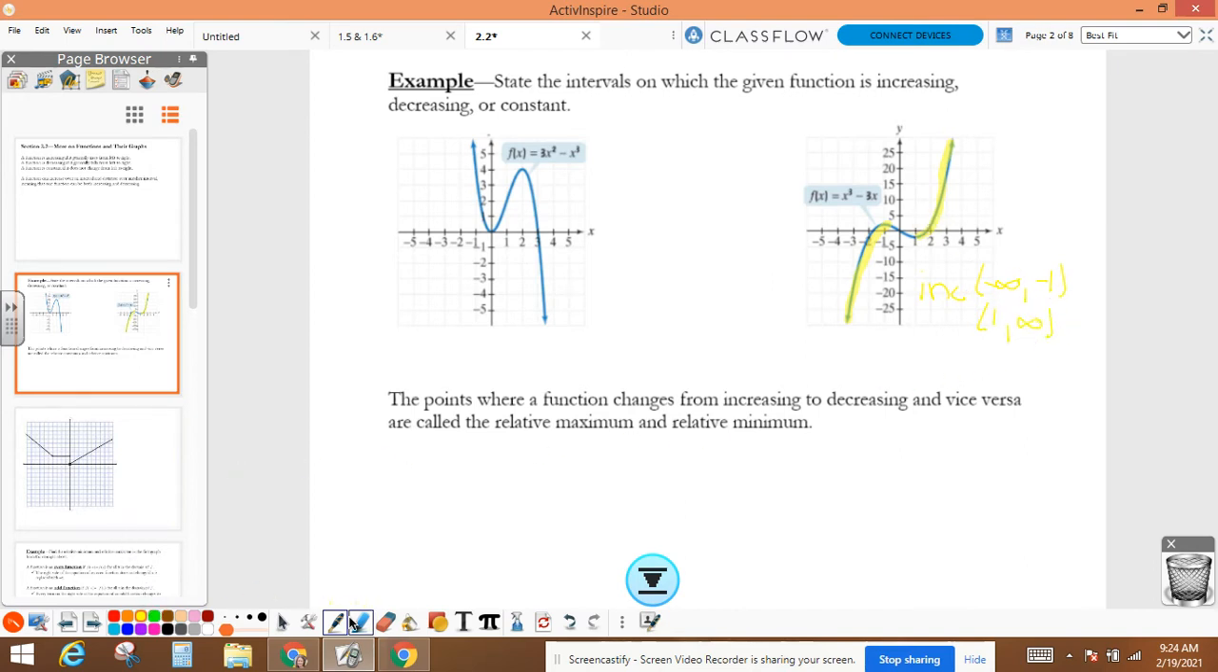All right, so then in between those, it will be decreasing. So we'll say that it decreases over the interval from negative 1 to 1. You notice how these numbers match? That's always going to happen. Anyway, so then we have a relative maximum here.